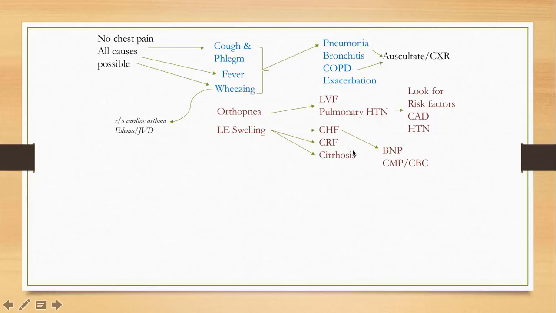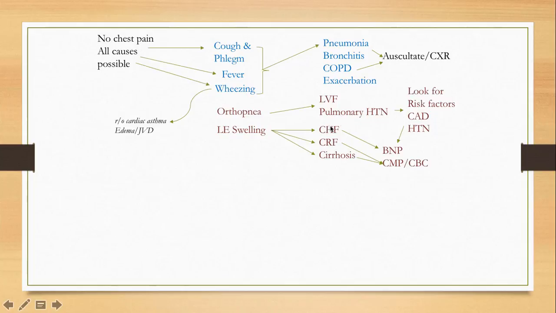So whenever you're suspecting heart failure, we already went through all of this. So BNP, metabolic panel, and CBC will need to be done. For renal failure and cirrhosis patients, the metabolic panel usually will give us everything that we need in terms of whether it is renal or hepatic, because you will get the hepatic enzymes and creatinine.